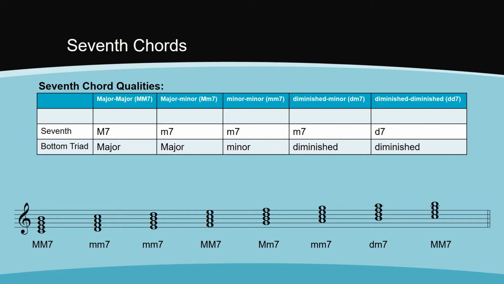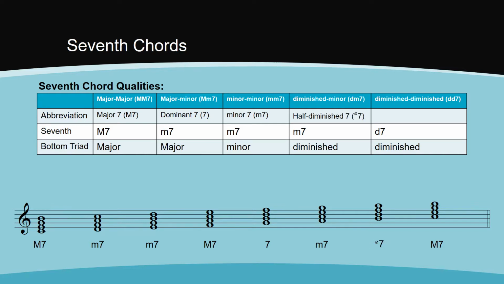Musicians tend to abbreviate the quality names of seventh chords. Major sevenths are often just called major sevenths. Major-minor sevenths are often called dominant sevenths because the most commonly used major-minor seventh chord is built on the dominant of the scale. Minor-minor sevenths are often just called minor sevenths. Diminished-minor sevenths are referred to as half-diminished.